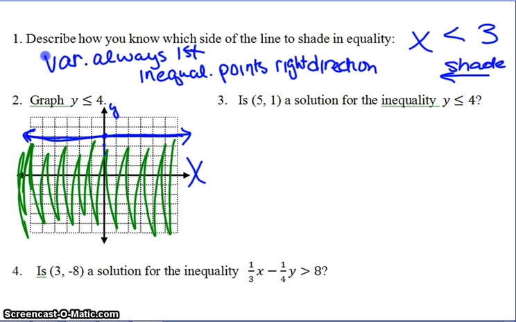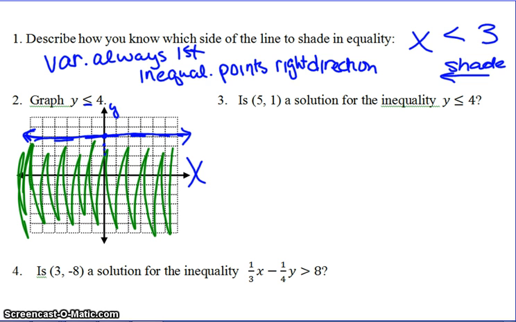If it was just less than, and not this little "or equal to" sign right here, we would have made it into little dash lines like that. So we have dash lines if it's just a less than, not the "or equal to." But since we had the "or equal to," we're going to make sure we have a solid line.